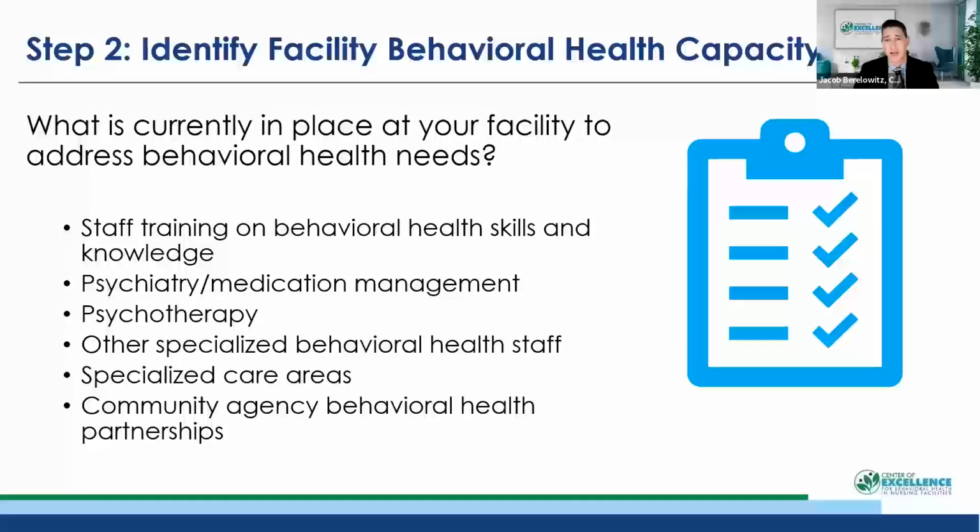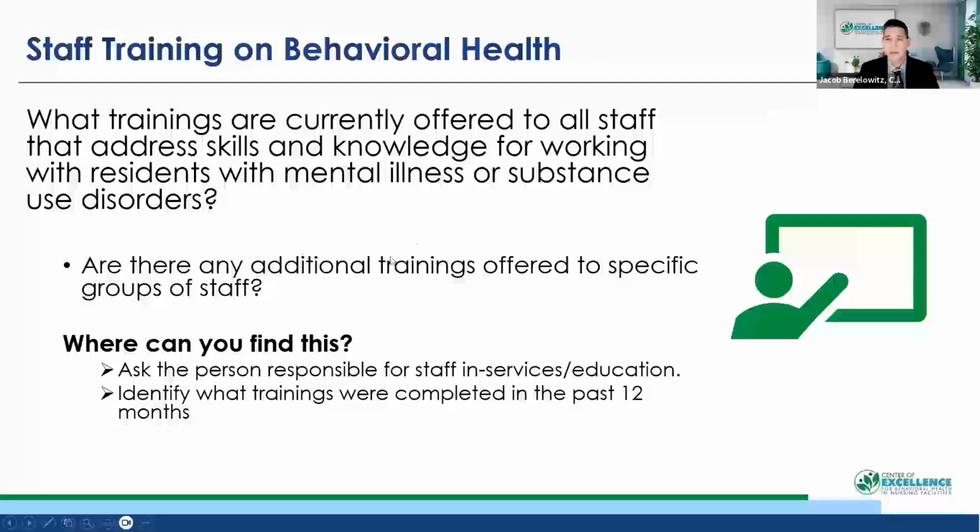So here are the items that we're going to look at, and we'll talk about each of them in detail, just like we did in step 1. We'll look at staff training, psychiatry, medication management, psychotherapy, other specialized behavioral health staff. If you don't know what I mean, we'll talk about it a little bit more. Specialized care areas, right? Defined areas in the facility where that care is being provided, and community agency partnerships around behavioral health. Let's start with staff training on behavioral health.